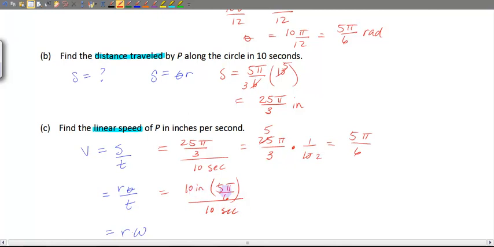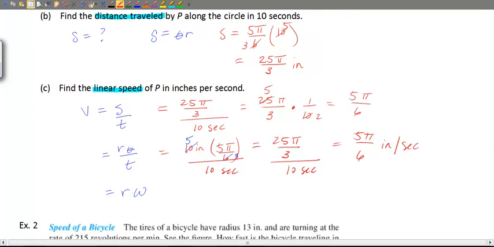Again, we have a complex fraction going on here. So I'm going to simplify my numerator by saying 2 goes into both of those. That's a 3 and that's a 5. So my numerator should now look like 25 pi over 3 divided by the 10 seconds. Again, that's the same thing we had up there. We know this is 5 pi over 6, and it should be inches per second.